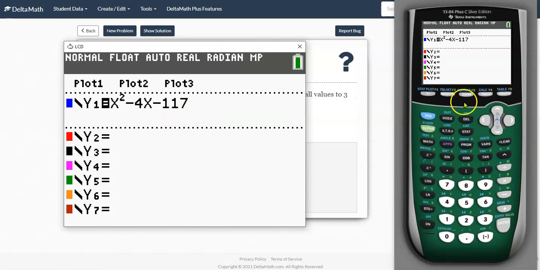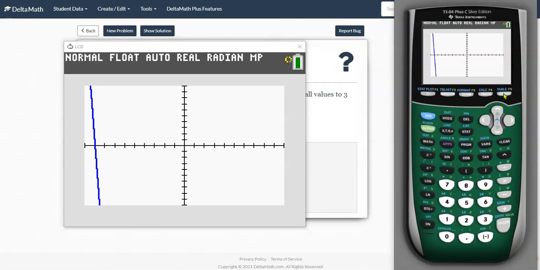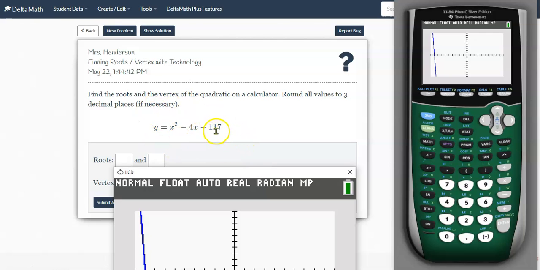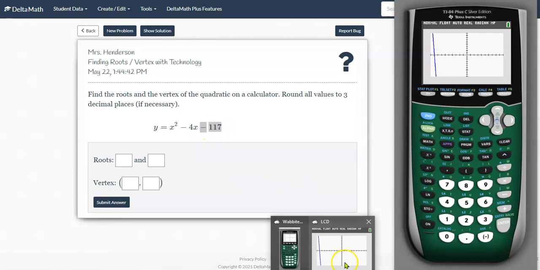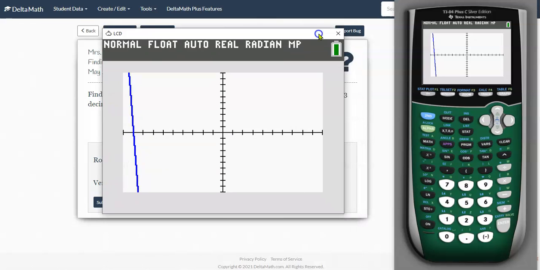Now, that 117 is a pretty big number. I'm hoping I can see the vertex points, but let's just take a look at the graph. Ooh, no. I don't see very much at all. I hate when that happens. So that's when I go back and look at my equation and say, okay, the parabola is going to cross the y-axis at negative 117. And it's a positive parabola, so it's going to be shaped like a U.